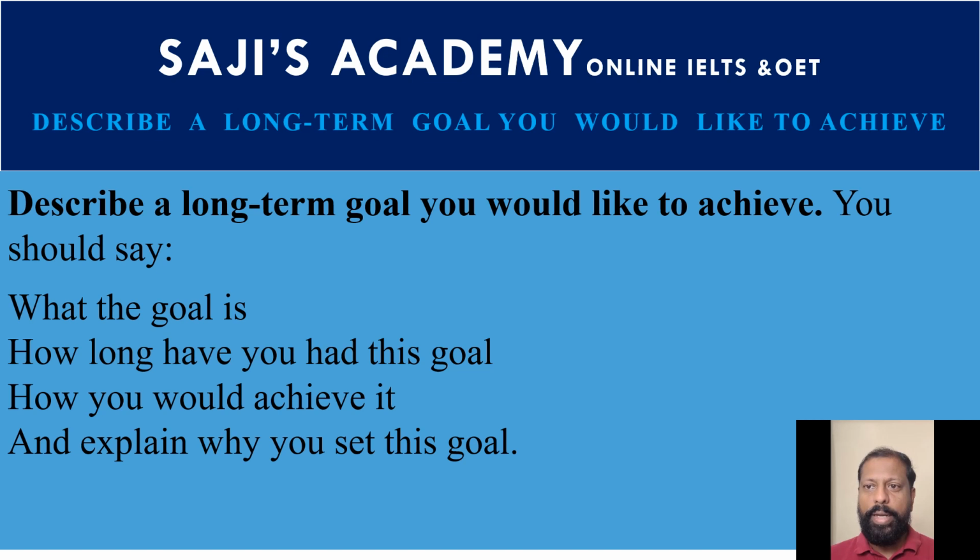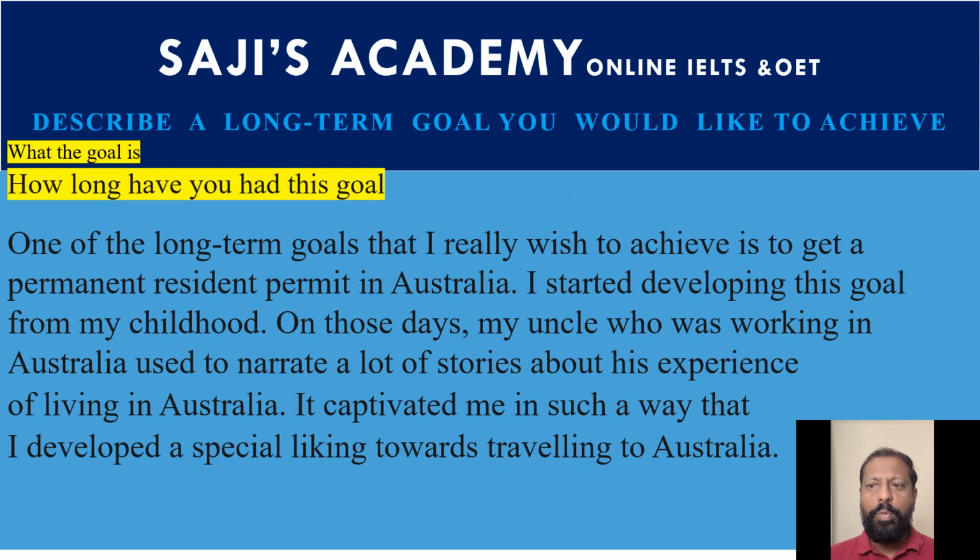So, look at the keywords very clearly. First one, what the goal is. You need to mention what your long-term goal is and how long you have had this goal. Since when you have this particular goal in your mind, or how you got this idea, and how you would achieve it, and what are the practical steps that you are going to take in order to achieve this particular goal. So you need to tell the examiner about it, and also you need to explain why you set this particular goal.